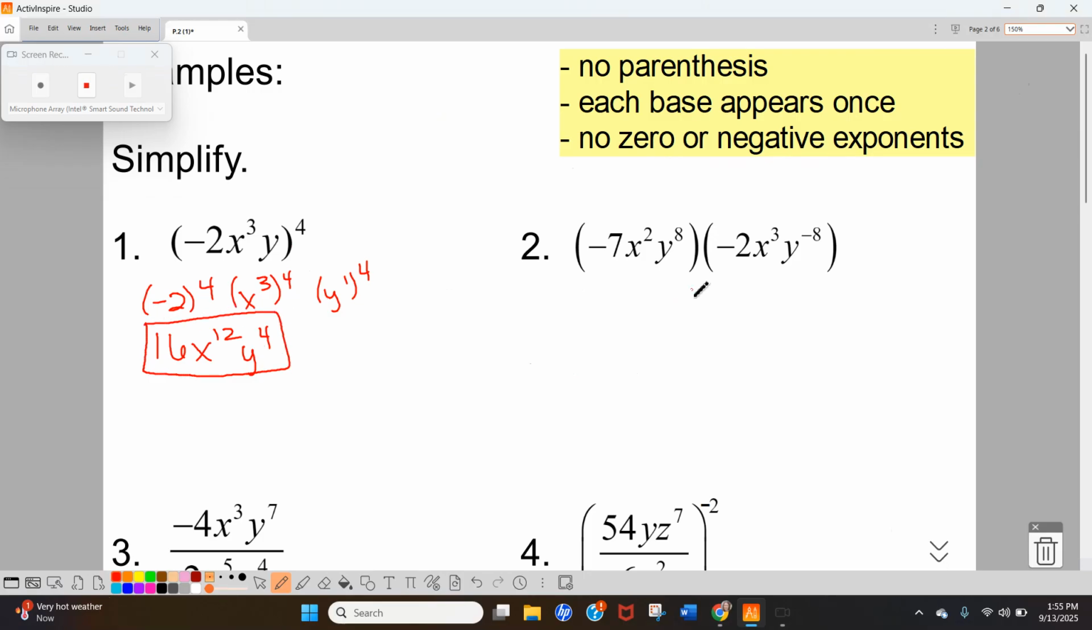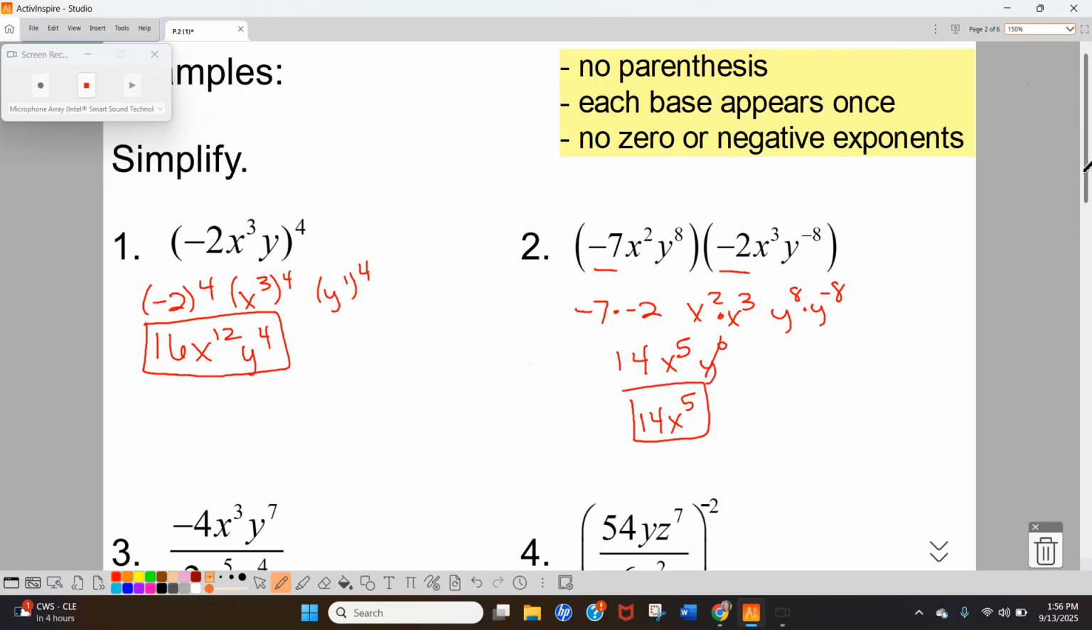All right, here, these parentheses are just kind of separating that I want this thing times this thing, but I'm going to multiply like pieces. So if we do negative 7 times negative 2, we get positive 14. If we do x squared times x to the third, we'll add those and get x to the fifth. And then y to the eighth times y to the negative eighth would be y to the 0, but remember that's just 1. So 14x to the fifth is what we have.